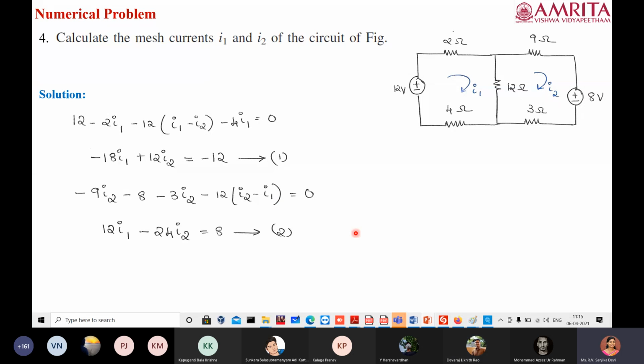So we'll have the second equation. So now we have two equations with the two unknowns. So directly using a calculator, you can solve.